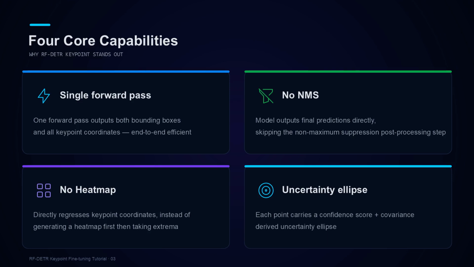It has 4 core capabilities. First, a single forward pass outputs both bounding boxes and keypoints. Second, no NMS, fully end-to-end with no post-processing. Third, no heat map, it directly regresses coordinates. Fourth, every keypoint carries an uncertainty ellipse derived from the covariance matrix, telling you how uncertain the model is about its own prediction.